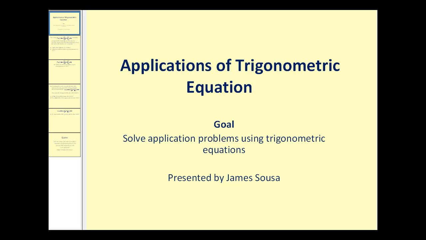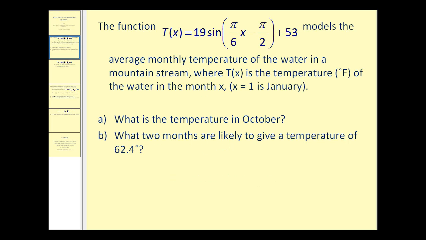Welcome to a video lesson on the applications of trigonometric equations, and our goal is to solve application problems. So here we have a function that models the average monthly temperature of the water in a mountain stream, where T of x is the temperature in Fahrenheit of the water in the month x, where x equals 1 is January, x equals 2 would be February, and so on.